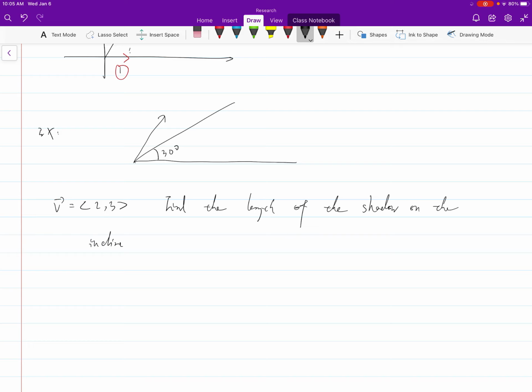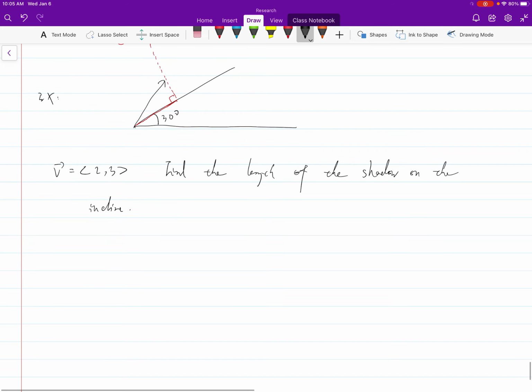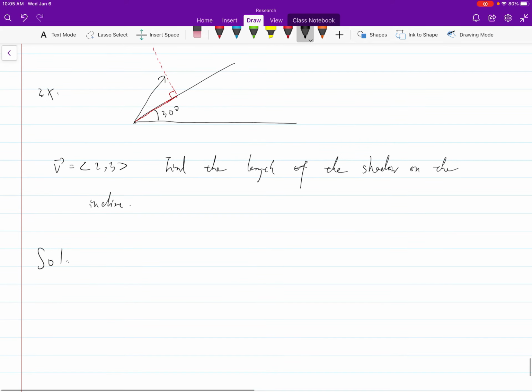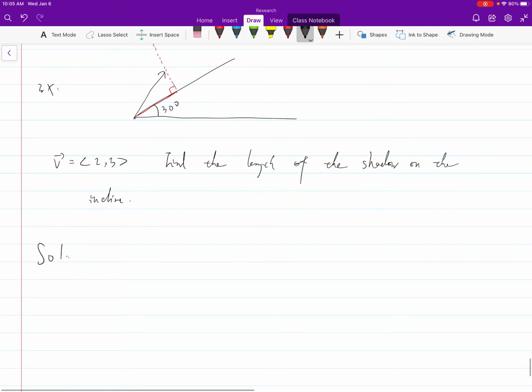On the incline. You want to know how long this is. All right. So now our job is to try to figure out what we're doing. So number 1, we're doing a projection for sure. It's going to be the projection or component. You want to find the length of the shadow, then you are looking for the component. You don't care about the direction, you care about how long it is.